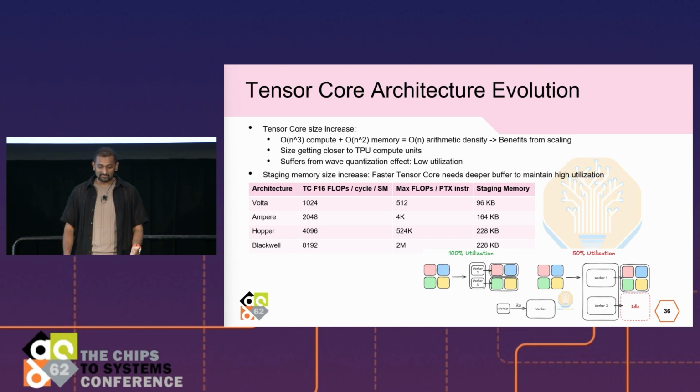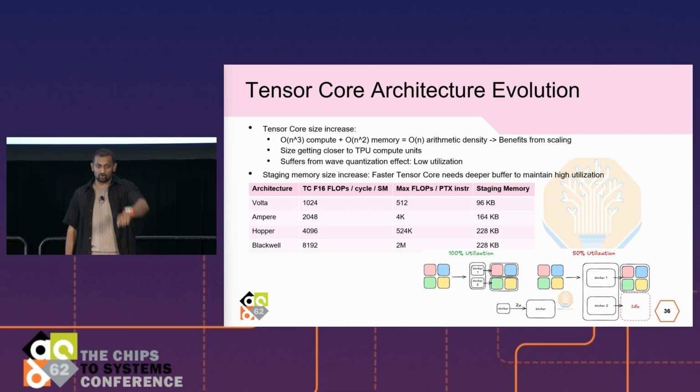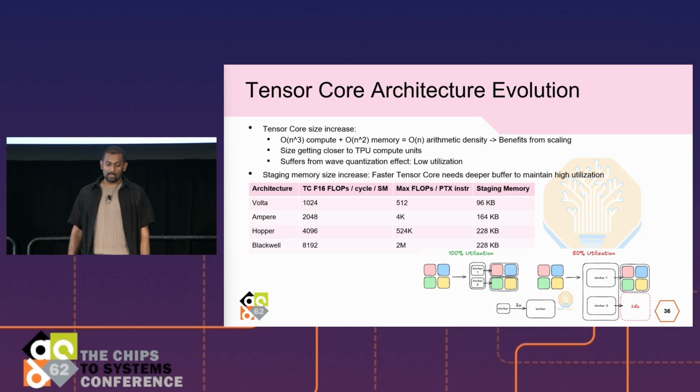Another aspect of this is NVIDIA's Tensor Core architectural evolution. In the last 10 years, it's the biggest evolution in computer architecture, in my opinion, right? And the problem is quite simple: memory bandwidth is flat like this, but compute requirements are skyrocketing, right? And so what do you do?